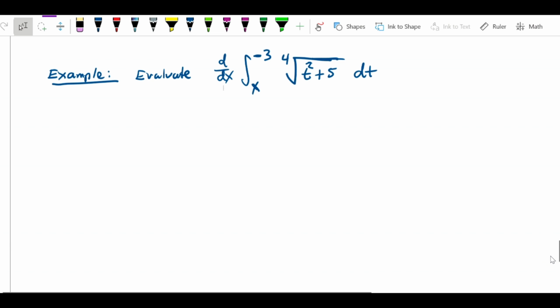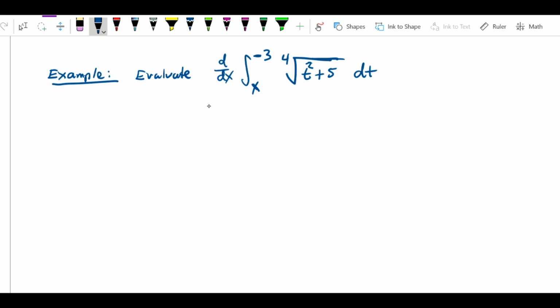Okay, so here's another example of a problem that can be done using the first fundamental theorem of calculus in our book. I'm forever going to mix those up because of the way our book does it. So this is: find the derivative of the function, the integral from x to negative 3 of the fourth root of t squared plus 5 dt.